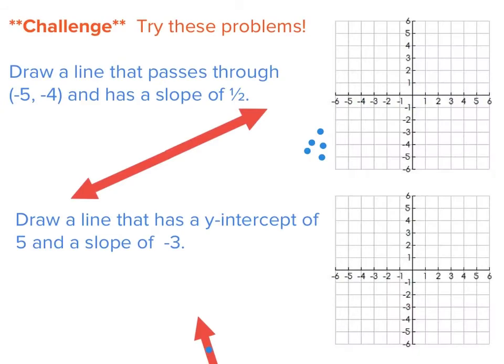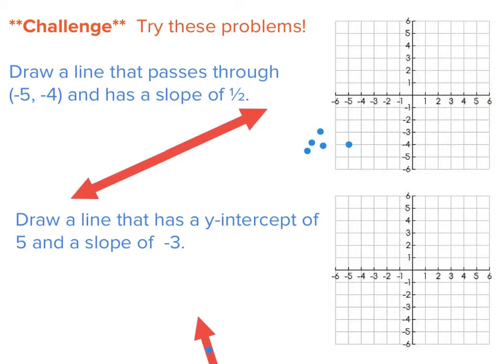These last 2 problems are challenge problems, so let's try the first one together and you can work on the second one on your own. So the directions say to draw a line that passes through the point -5, -4, and has a slope of 1/2. Since I know that my line is going to pass through the point at -5, -4, I'm going to plot that point on the graph.